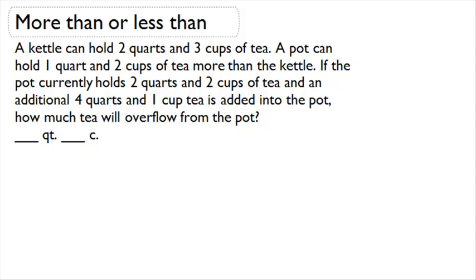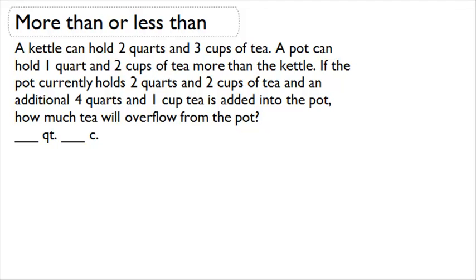Now we're going to talk about how to solve a more than, less than word problem. The problem in front of us says, a kettle can hold 2 quarts and 3 cups of tea. A pot can hold 1 quart and 2 cups of tea more than the kettle. If the pot currently holds 2 quarts and 2 cups of tea, and an additional 4 quarts and 1 cup of tea is added to the pot, how much tea will overflow from the pot?